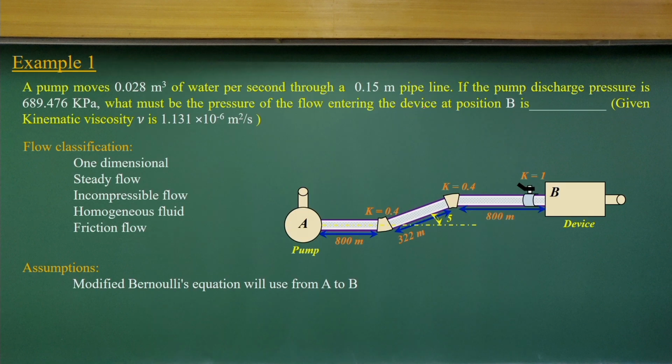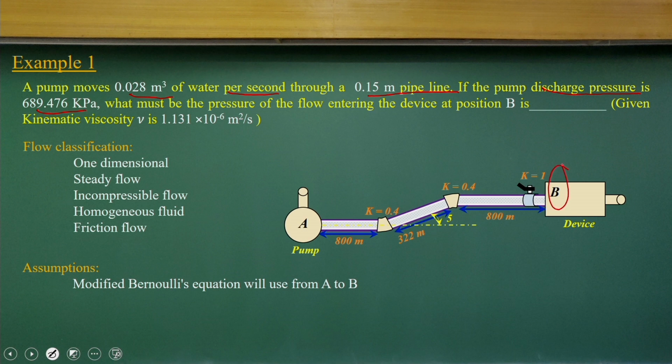So now let's come back to the questions, the examples that we have. The first example is very simple. There is a pump which moves this amount of water per second. That means the discharge is given to us, through a pipe whose diameter is given, and the pump discharge pressure is this much, in kilopascals. What must be the pressure of the flow entering the device at position P?